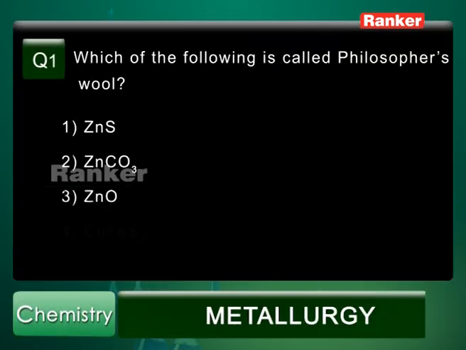Question number 1. Which of the following is called philosopher's wool? 4 different ores are given and you have to find out which one is called philosopher's wool. Option 1 is zinc sulfide ZnS, option 2 ZnCO3, option 3 ZnO, and option 4 is CuFeS2. And the correct answer is ZnO, third option.